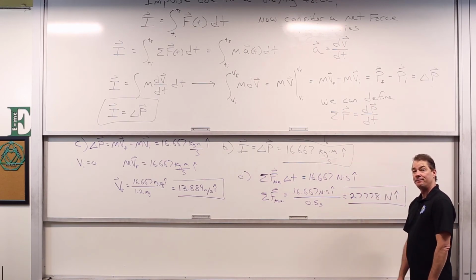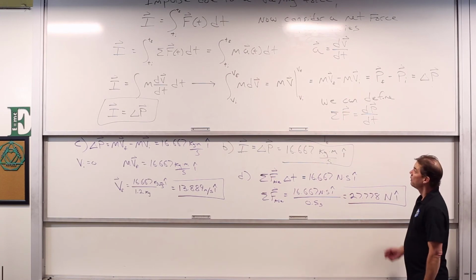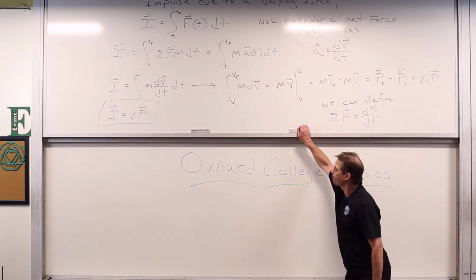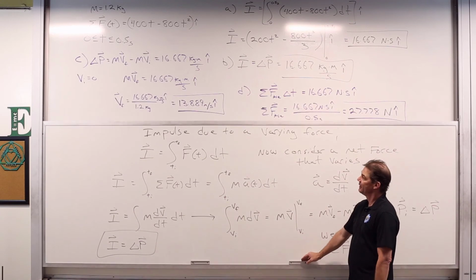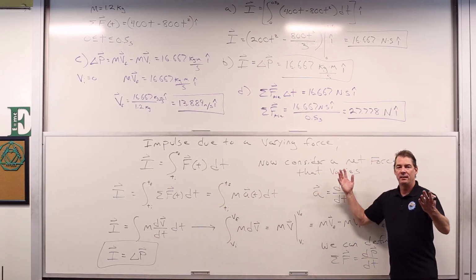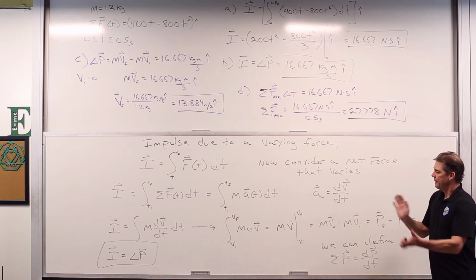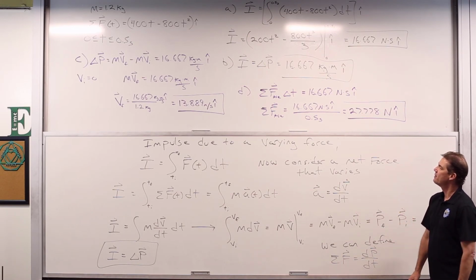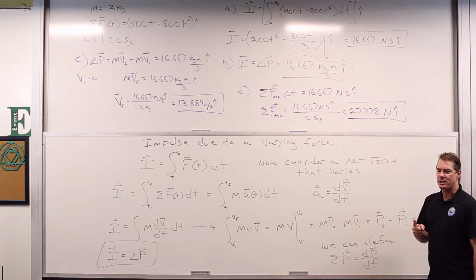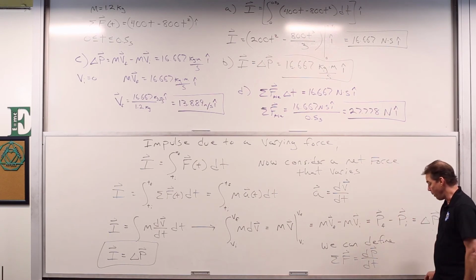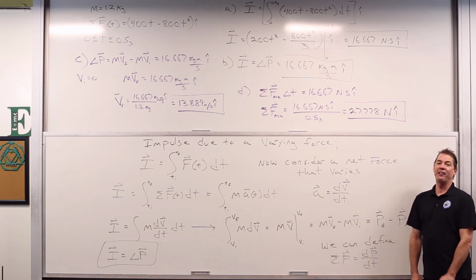That's pretty much that. All right, so constant, varying, doesn't matter. Impulse from the net force produces the object's change in momentum. It's good stuff. All right, that's it for now. We're going to come back and look at some more momentum momentarily.